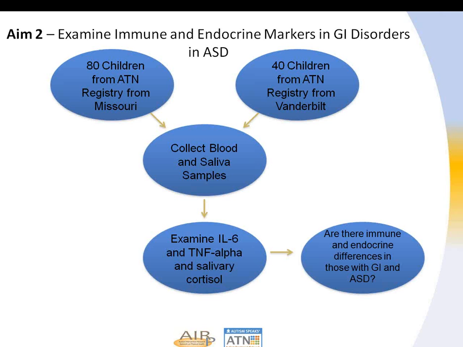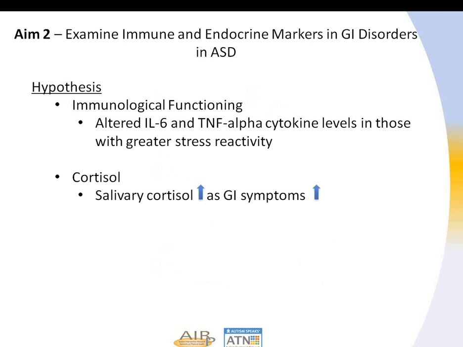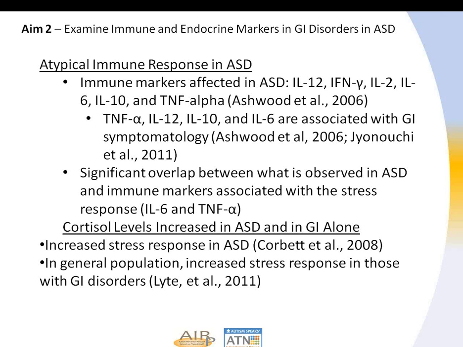On our second aim, we examined endocrine markers and immune markers, and we took the same children from both sites, collected blood and saliva samples, examining IL-6 and TNF-alpha, and looked to see if these co-segregated with gastrointestinal symptomatology among autism spectrum individuals, with the theory that immunological function would be reactivated the most in those with the greater stress reactivity, and salivary cortisol would increase with gastrointestinal symptoms.